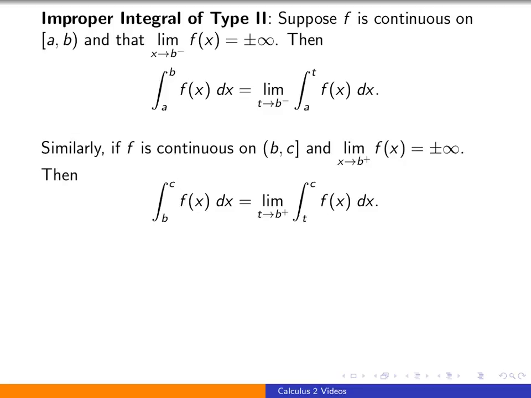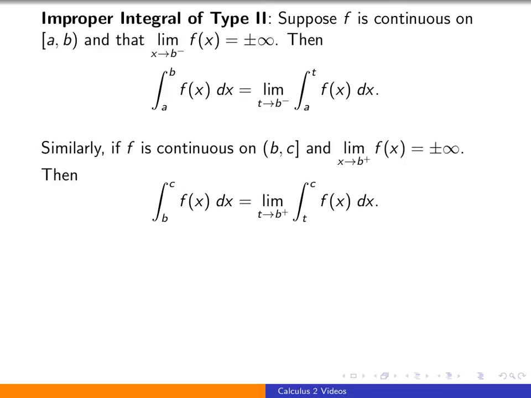In this video, we will explore several more examples of improper integrals of the second type. An improper integral of the second type corresponds to a function having an infinite discontinuity. Let's say that as x approaches b from the left, the function f of x goes to plus or minus infinity.